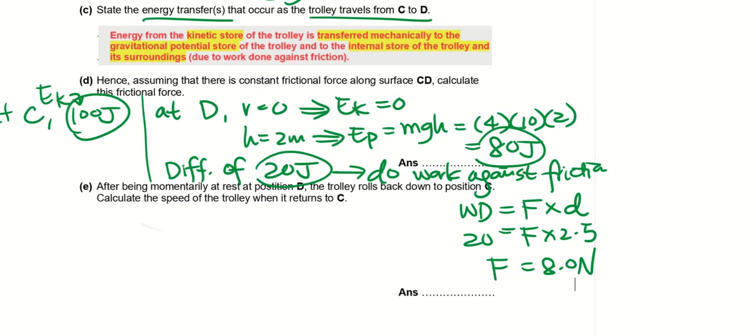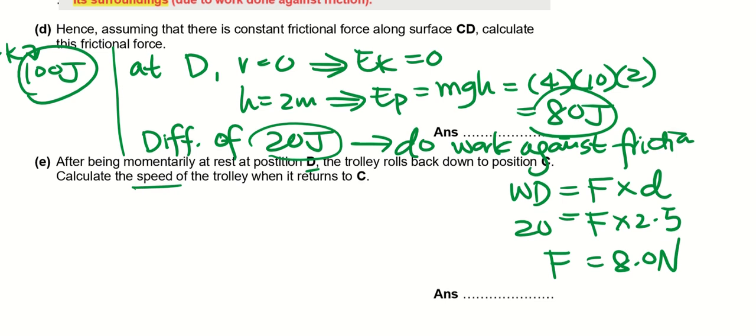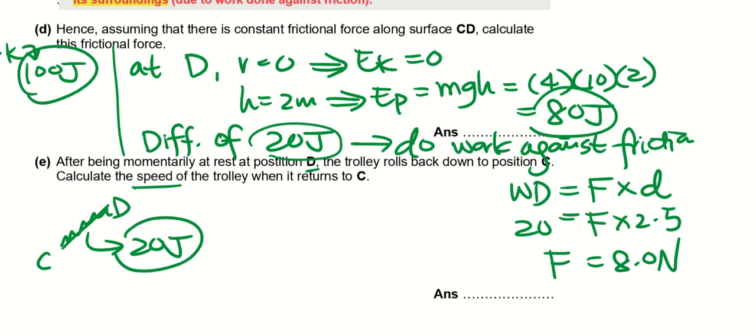Alright. So after being momentarily at rest at position D, the trolley rolls back down to position C. If it rolls back down to position C, that means it's going to encounter another round of friction force. So they want us to calculate the speed of the trolley when it returns to C. If it's going to roll down from D to C, and there being friction, it's going to do work against the frictional force, and the frictional force is going to be the same. Therefore, the work done against frictional force is going to be 20 joules.